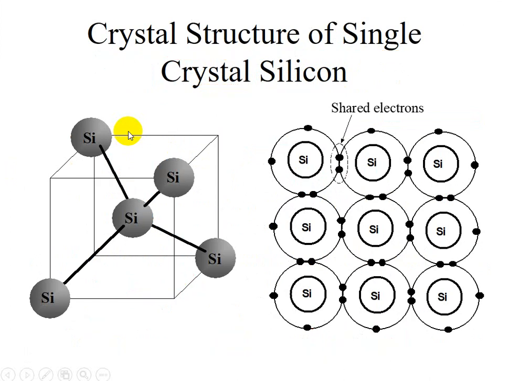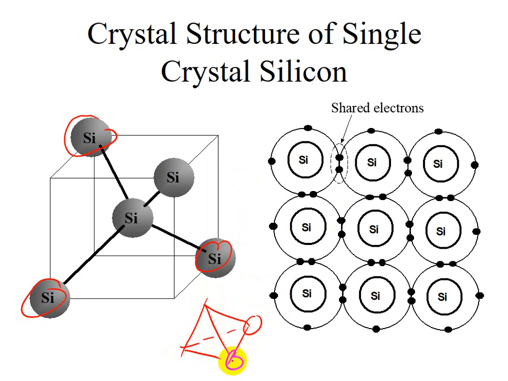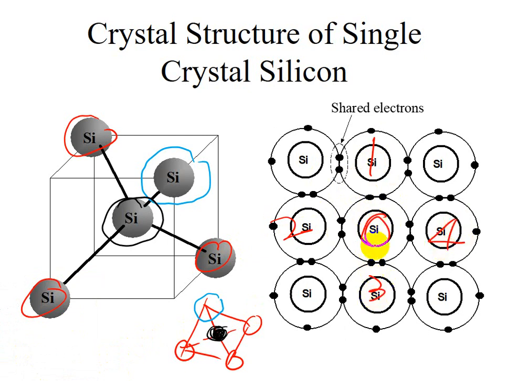So come back to here. You have 1, 2, 3 face-center atoms, and then you got a corner atom, and then you have the atom at the center of the tetragonal. Put in a simple structure, this will be the 4 atoms, 1, 2, 3, 4, with the center atom here.